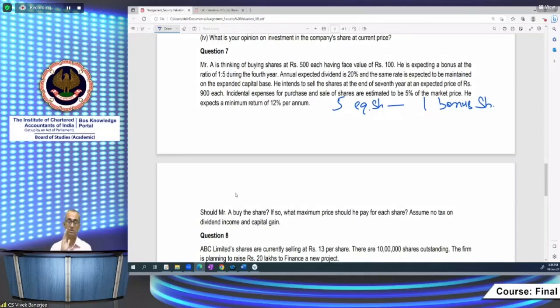Now the question is, should Mr. A buy the shares? For this purpose, you have to calculate the present value and compare it with the market price. मतलब पहले आपको intrinsic value calculate करना है, फिर उसको मार्केट प्राइस से कंपेयर करेंगे, फिर पता चलेगा कि शेयर को खरीदना है कि नहीं खरीदना है. If so, what maximum price should he pay for each share? Maximum price he should pay for each share वो एक्चुअली इंट्रिंसिक वैल्यू ही होता है.